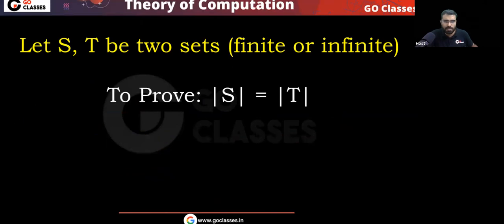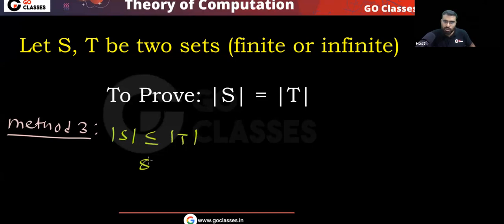What is method number 3? Please tell me. Method number 3 is like this: you can create an injection as well as a surjection from S to T. Yes or no? Again, the same thing. What you do here, you do that also. Both of them you do.